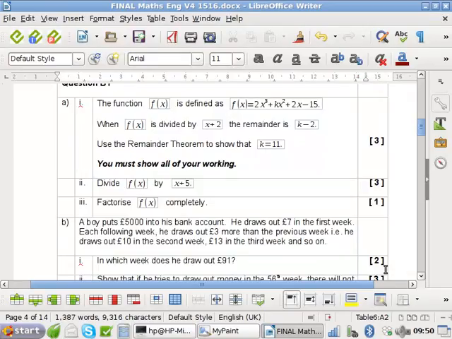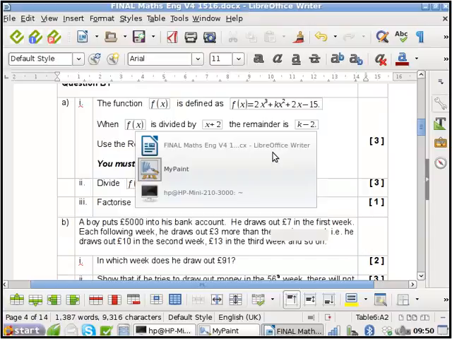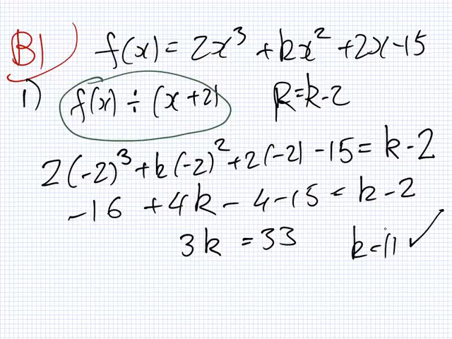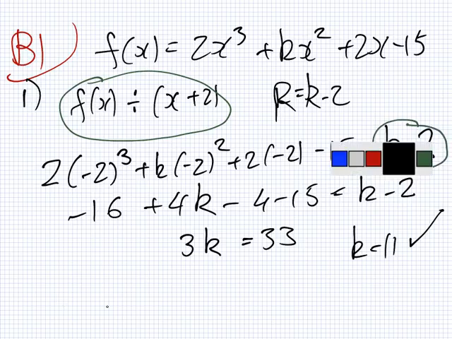Yeah, because the question says show that k is 11. Yes, the remainder is k minus 2. Actually, suppose it's like I know what I'm doing. Please don't think I do know what I'm doing.